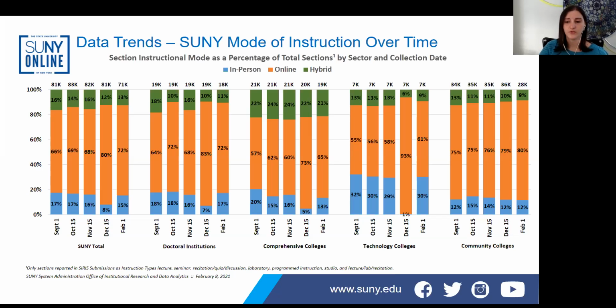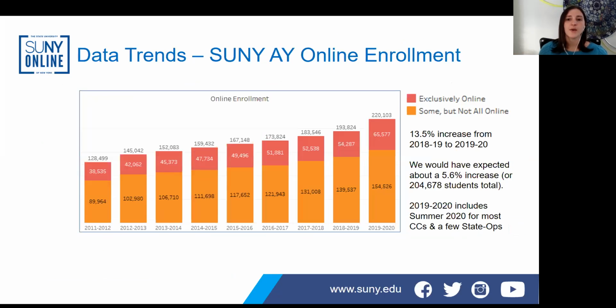Okay, I will move on. So now we're talking about students instead of just course sections. We're talking about student enrollment. So again, using those categories of exclusively online or some but not all online. The red is the exclusively online and the orange is some but not all online. This is our data for the academic year. So these are the trends we've been reporting for the academic year.